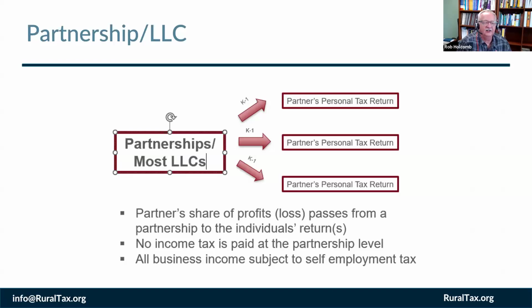Okay, now most LLCs and partnerships are going to follow this type of scenario, because most LLCs are filed on a U.S. partnership return, 1065. Now, Kevin mentioned earlier that you can have a single member LLC. That will get filed on a Schedule F or Schedule C on your individual tax return. It does not require the filing of a separate return, but that's if you are a single member LLC. For multi-member LLCs and partnerships, in most cases, it's going to be filed on a 1065.